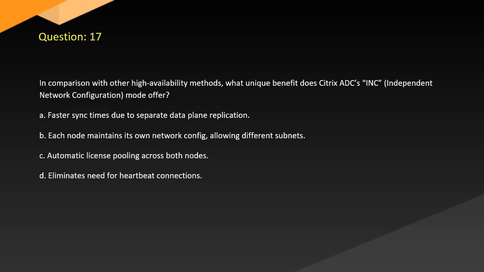Question 17. In comparison with other high availability methods, what unique benefit does Citrix ADC independent network configuration mode offer? A. Faster sync times due to separate data plane replication. B. Each node maintains its own network config, allowing different subnets. C. Automatic license pooling across both nodes. D. Eliminates the need for heartbeat connections.